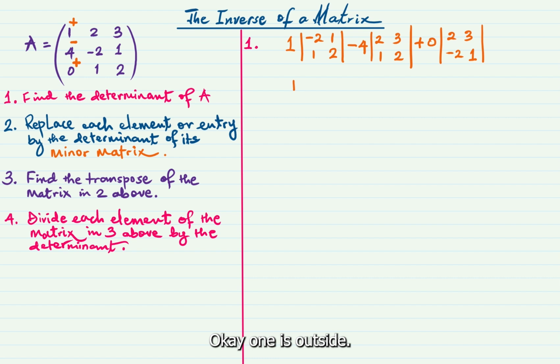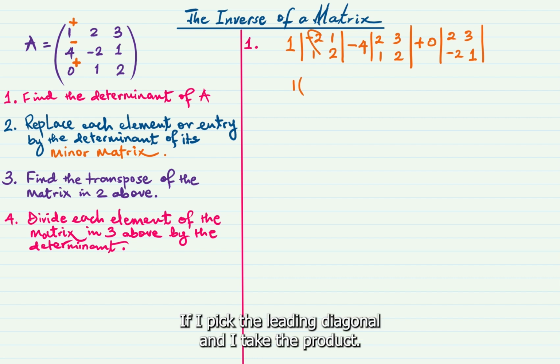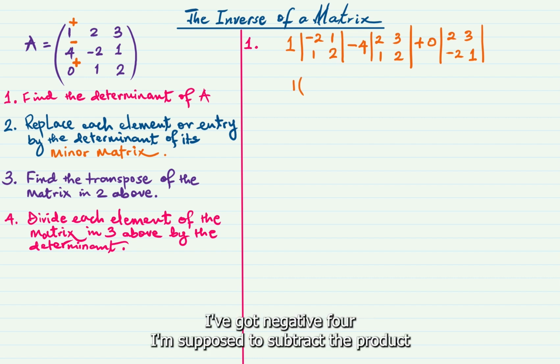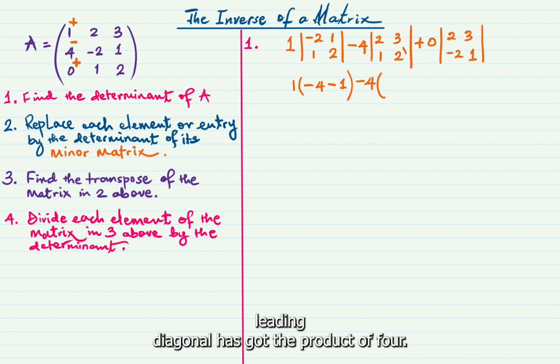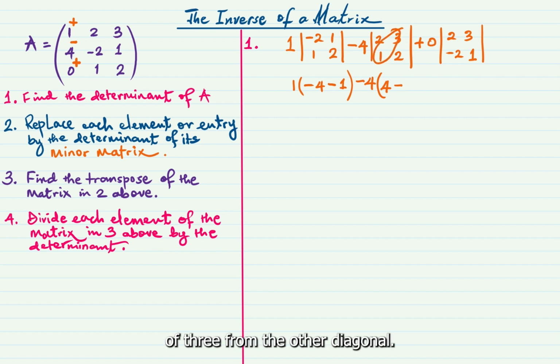Okay, 1 is outside. If I pick the leading diagonal and I take the product, I've got -4. I'm supposed to subtract the product of the other diagonal, and that will give me 1. Then I have got -4 here. And then the leading diagonal has got a product of 4. And if I subtract, I've got a product of 3 from the other diagonal. And the third one will give me a 0.